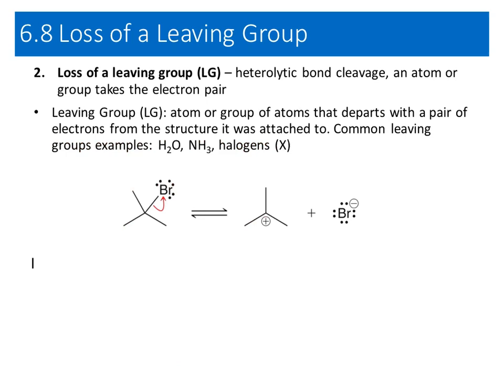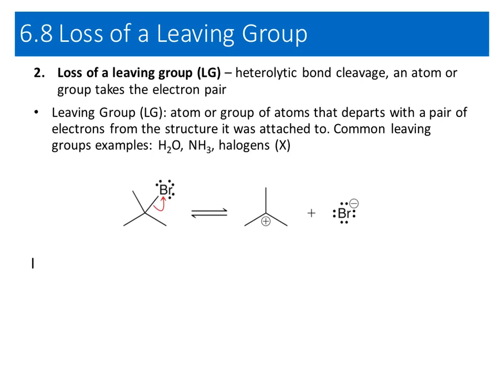The second pattern is loss of leaving group. Leaving group is abbreviated as Lg in organic chemistry. Now, what is the definition of leaving group? A leaving group is an atom or a group of atoms that departs with a pair of electrons from the structure it was attached to. Some common leaving groups are water, ammonia, and halogens such as chlorine, bromine, iodine.